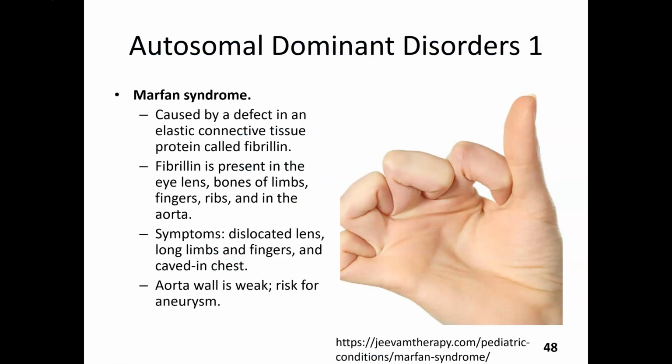So let's look at a couple of the autosomal dominant disorders. The first is Marfan syndrome. This is a connective tissue disorder. Connective tissue is the most common tissue in the body, and it includes bones. Bones are connective tissue, not muscles, I'm sorry. Your ligaments are connective tissue. Your cartilage is connective tissue. Blood is connective tissue.